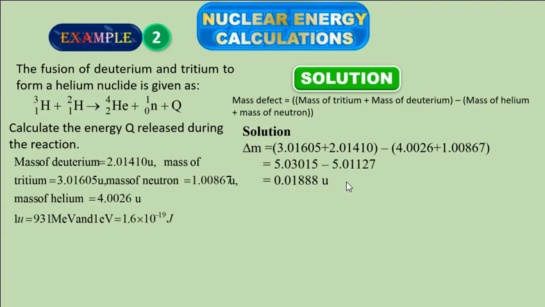The next leg is to find the energy equivalent of this mass defect. So now let's do that. Remember, one atomic mass unit is already given in the question as 931 mega electron volt. And remember, mega means million. So we're going to use that knowledge to calculate Q. So Q will give us the mass defect times 931 mega electron volt. And when you simplify that, it will give us 17.6 mega electron volts.